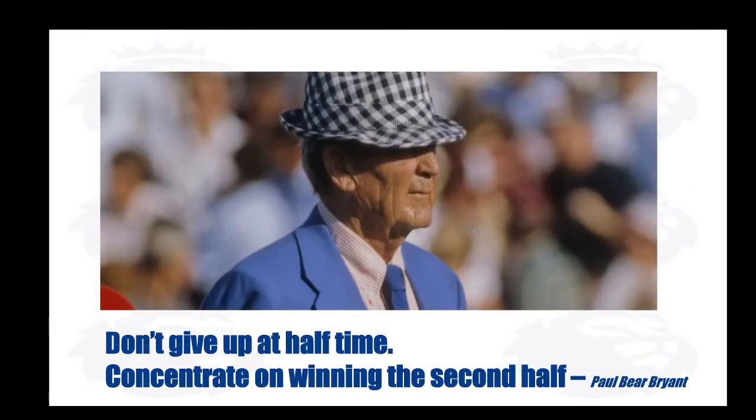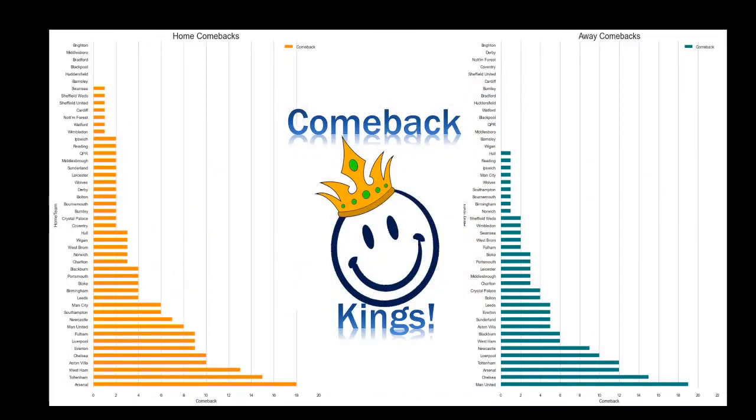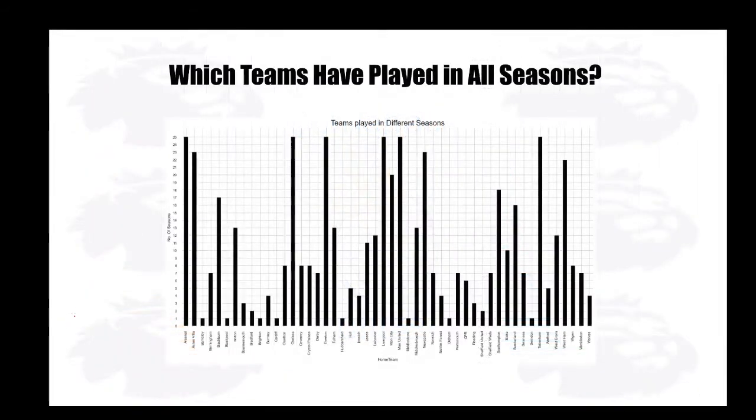Now with the thought of the comebacks, let's move ahead and see who our comeback kings are. As seen here, Arsenal at home and Manchester United away are the comeback kings. Now the interesting point here is Manchester United at their home comebacks. This shows that if a team at Manchester United's home is leading at halftime, they have a much better chance to go on and win the game.